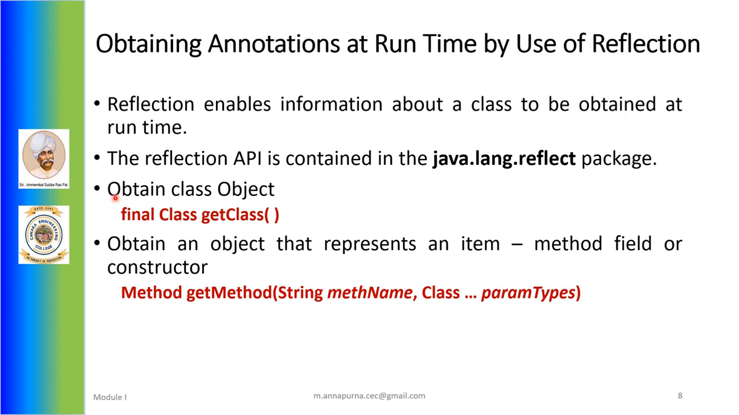To do this, first we must obtain a Class object that represents the class and then call the getMethod method on that Class object, specifying the name of the method. The getMethod method has the following general form: Method getMethod(String methodName, Class<?>... paramTypes).